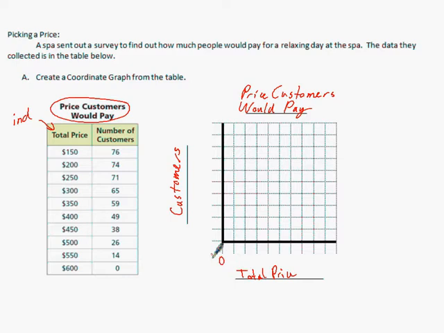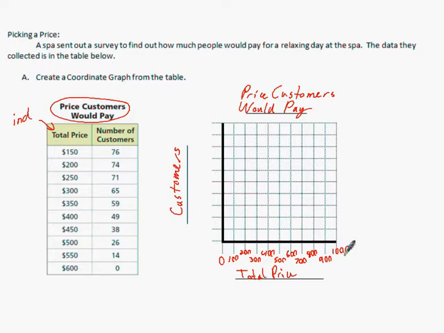Now, total price start at 0. We have to go all the way up to 600. Well, if we're counting that high, we're not going to count by ones, we're not going to count by tens. I would suggest you count by hundreds. So 100, 200, and I'm going to stagger them just so we can fit them in. 300, 400, 500, 600. We can count more. We don't have to. 700, 800, 900, 1,000.